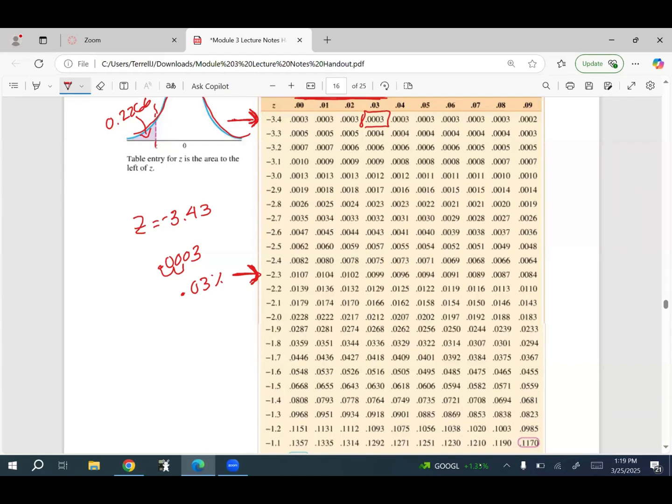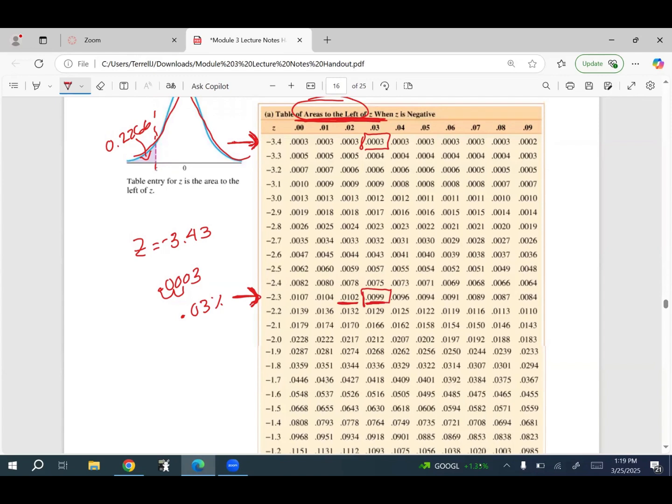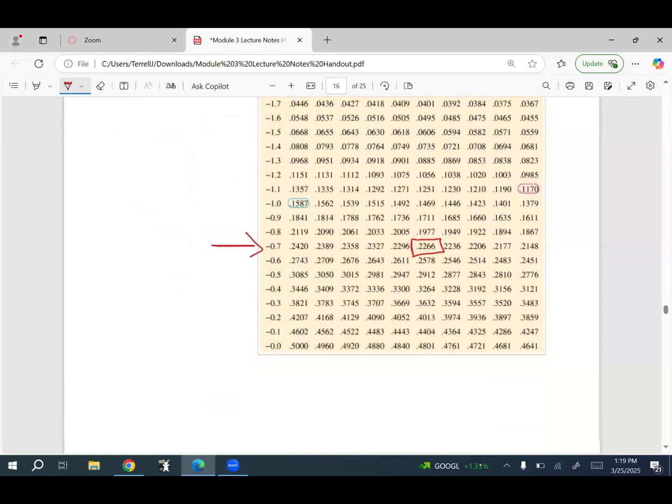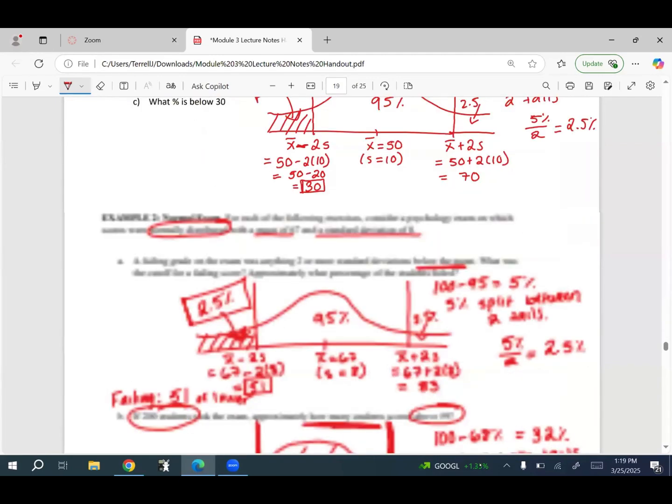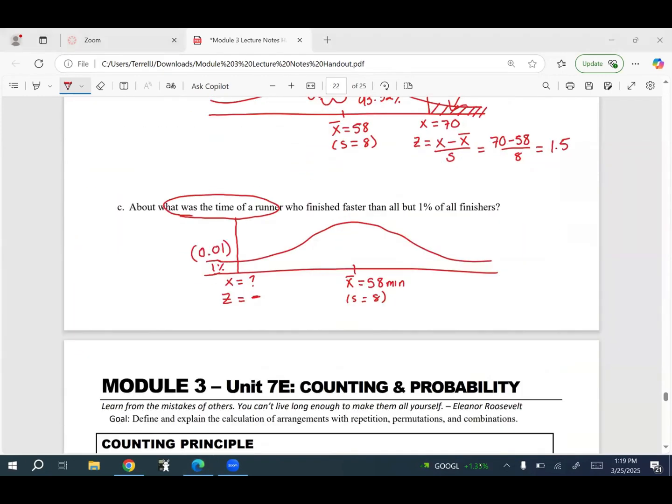And if that's the case, I'm stuck between these two values. And so the rule is pick the value that is closest to 0.01. The closest to 0.01 would be this value. And so now I can look up, well, what's the z-score for that? It would be negative 2.33. So I'll say this, I don't know the exact value of x yet, but I know the z-score is negative 2.33.